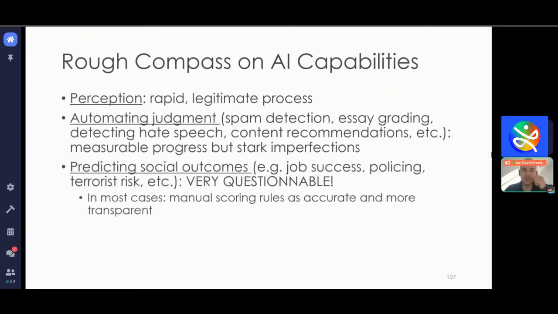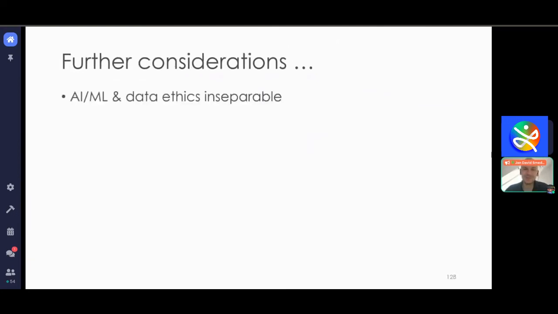And then it gets really fishy in the whole space of predicting social outcomes, anything like job success, policing tasks, like we just mentioned earlier, terrorist risks, etc. In most cases there, you can easily argue how manual scoring rules are just as accurate as any sort of black box system. And then, of course, they are more transparent. They're still highly questionable because they rely on data foundations and assumptions that are difficult to get right.